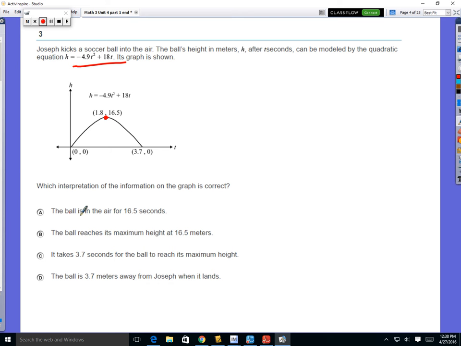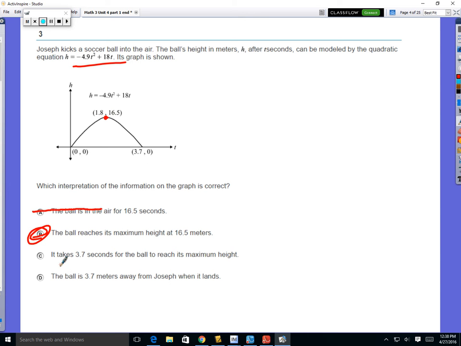The ball is in the air for 16.5 seconds. Okay, no, that's the height. The ball is only in the air for 3.7, so that was no good. The ball reaches its maximum height at 16.5, that's it. Because right there is the highest point, and it is 16.5.